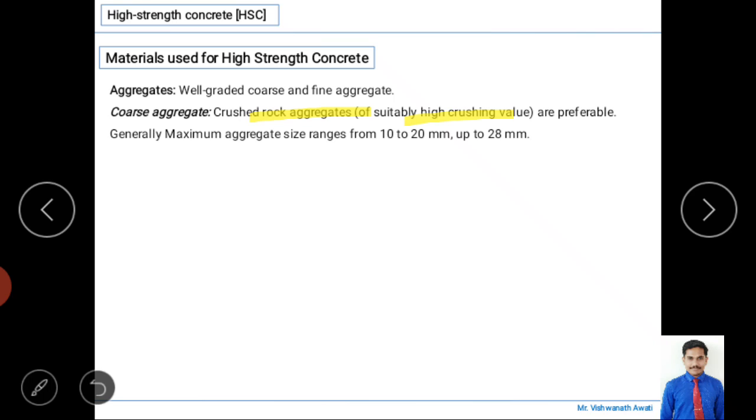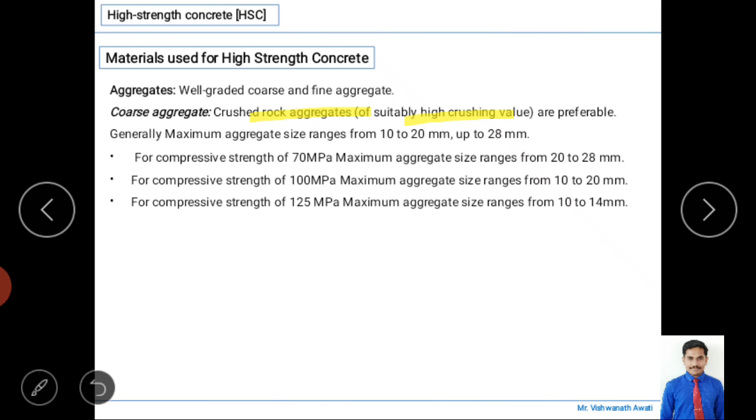And the maximum size of aggregate for high strength concrete ranges from 10 to 20 mm, or even up to 20 mm, based on some conditions, because all types of materials are not available in all places, right? If you want to get a certain strength... Why I told high strength concrete, in high strength concrete again we have some types. One is high strength concrete or ultra high strength concrete, and because it is recent technology, some research is going on this product, right?